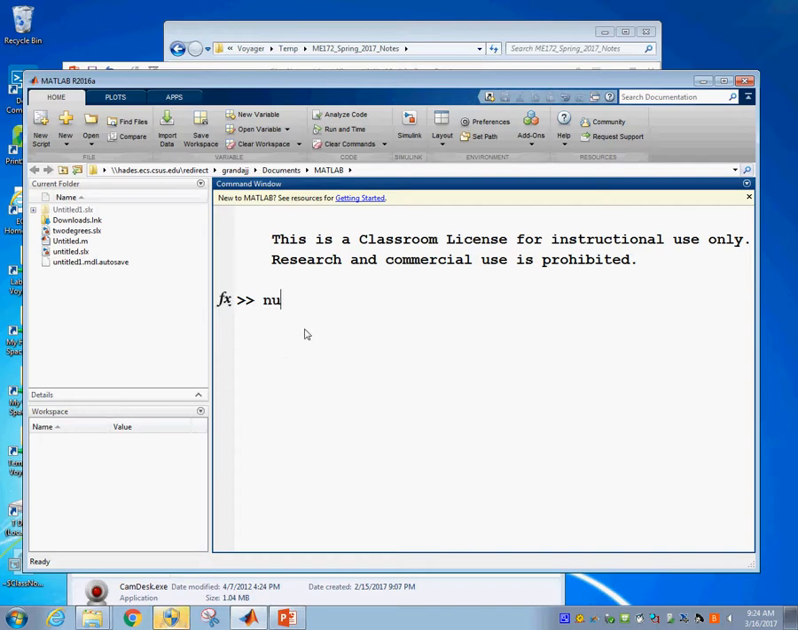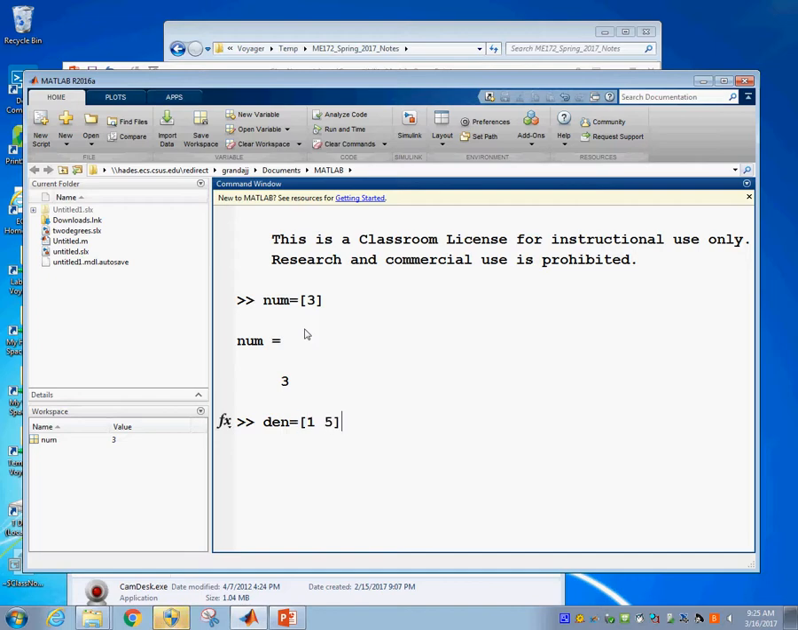So I'm going to say the numerator of the transfer function is a constant, let's say 3. And so that's that. The denominator of the transfer function is going to be s plus 5. So the coefficient of the variable s is 1, and then the constant term is 5.